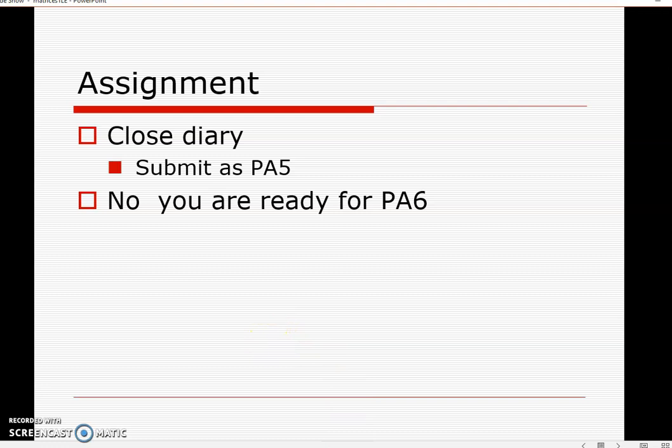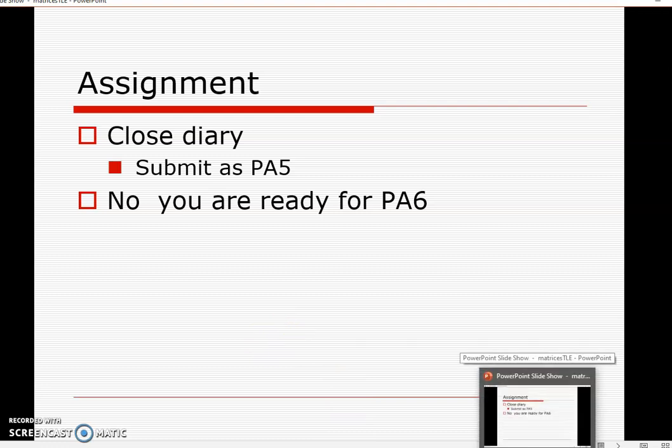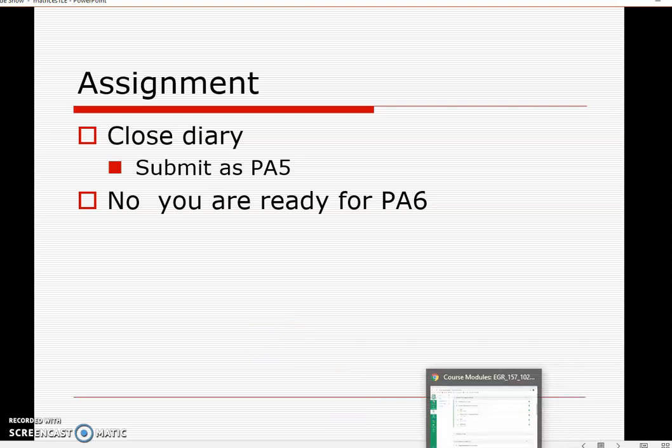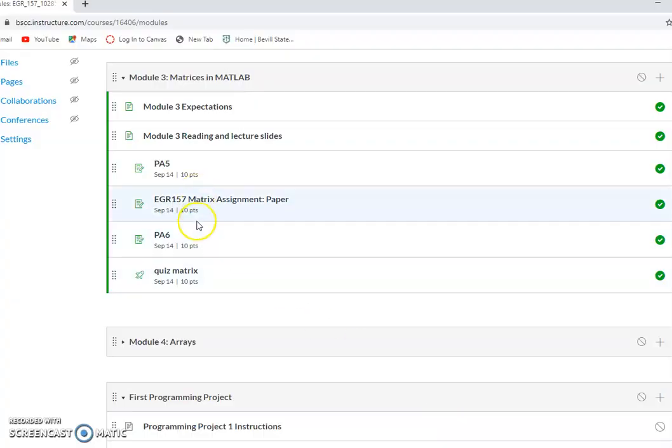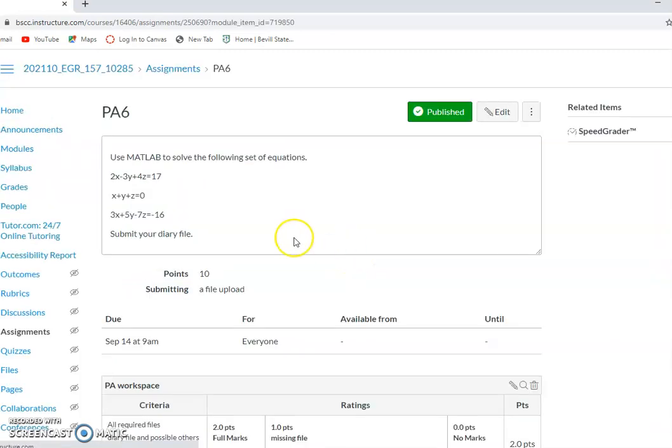Let's see if we can talk about that for a second. Let's go over here. Now let's go here. Yeah, PA6, I give you a system of equations, and I want you to go through that process to solve them.